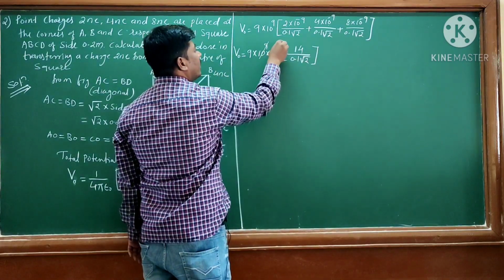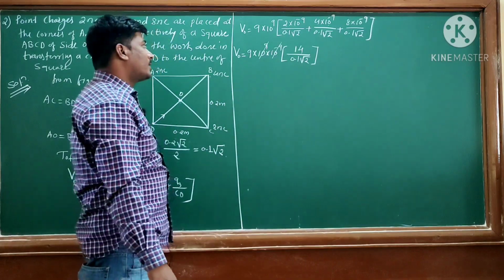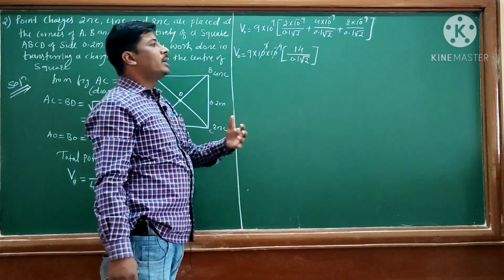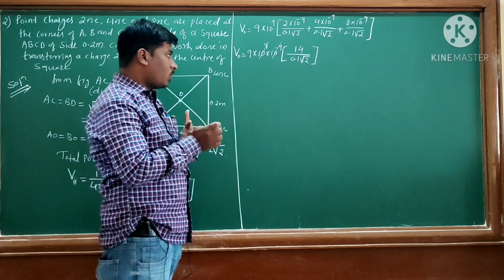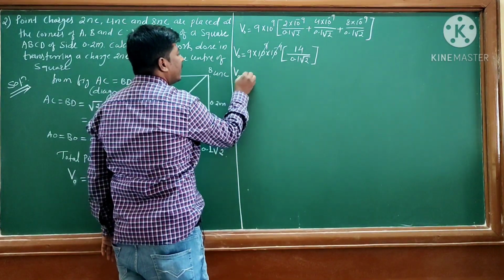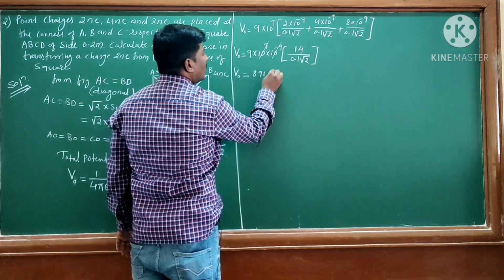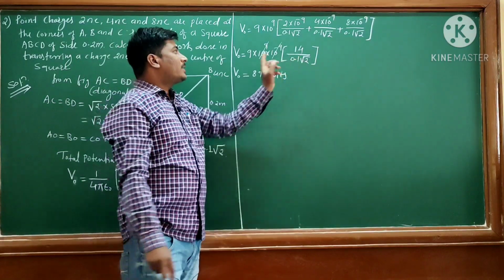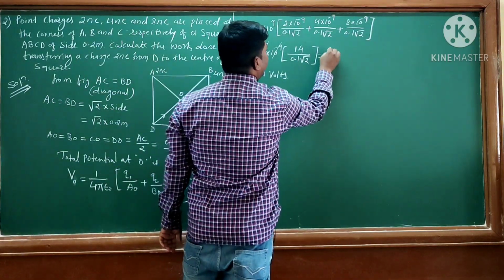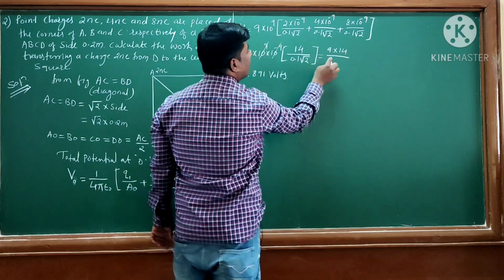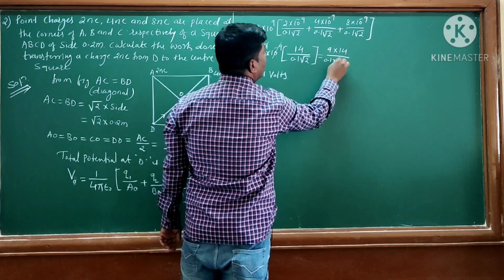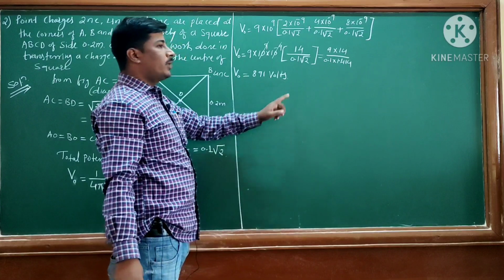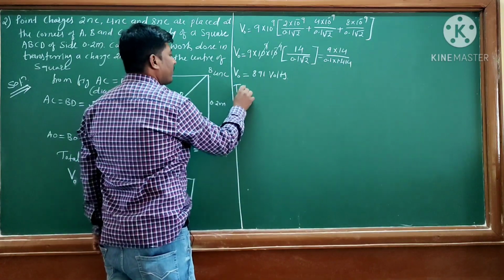So this 10 to the power 9 and 10 to the power minus 9 get cancelled here. So 9 into 14 divided by 0.1 into root 2, after calculating, we get 891 volts. Root 2 is nothing but 1.414, so after calculating 9 into 14 divided by 0.1 into 1.414, we get 891 volts.